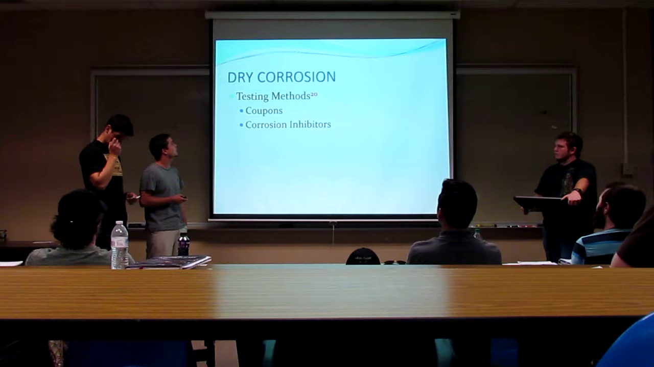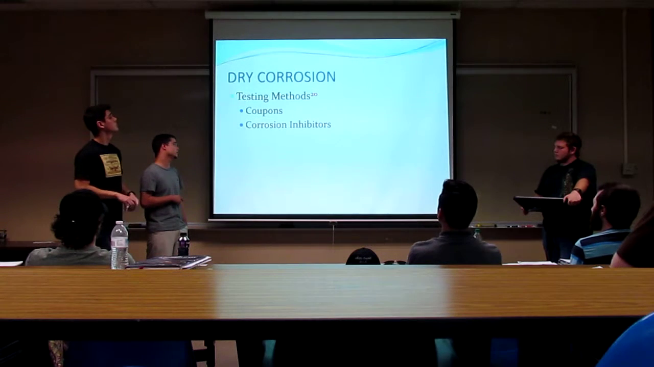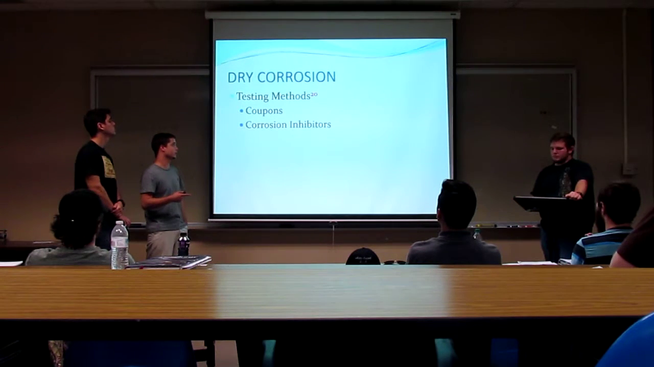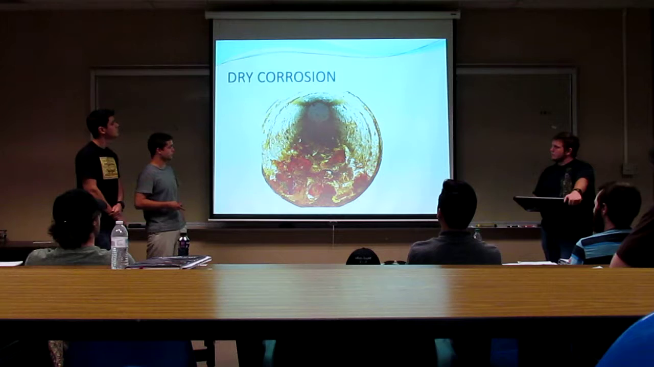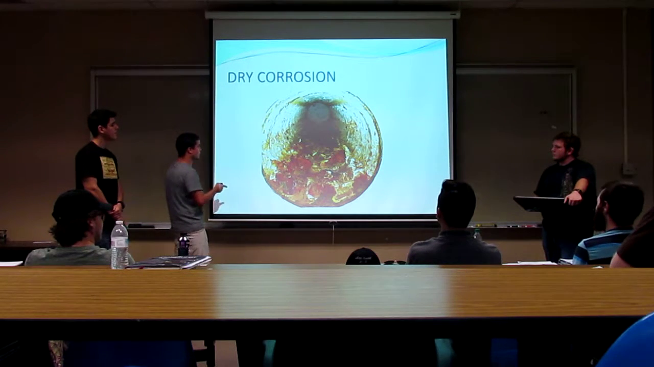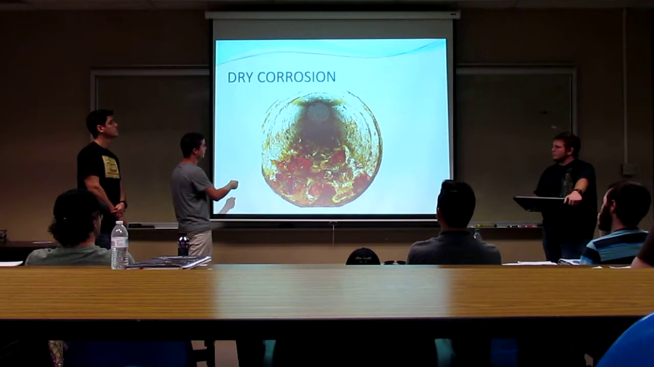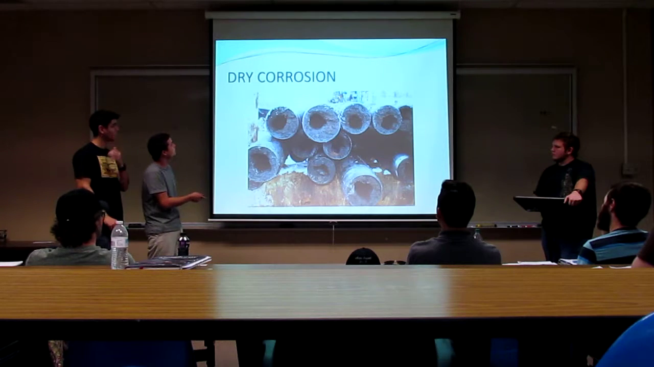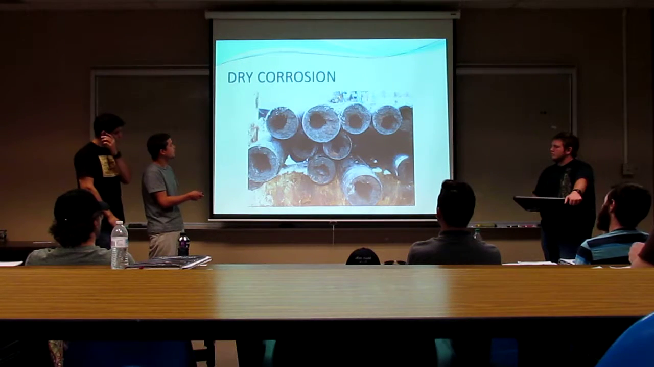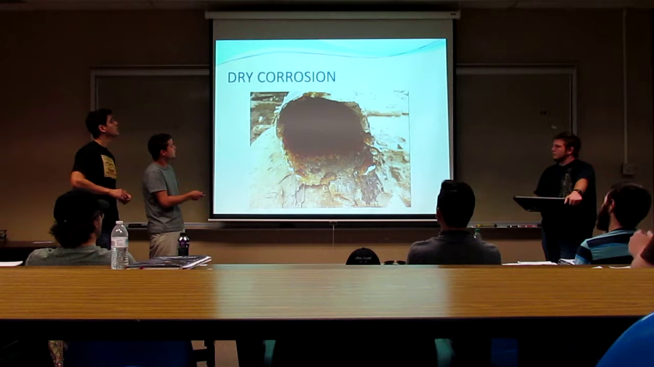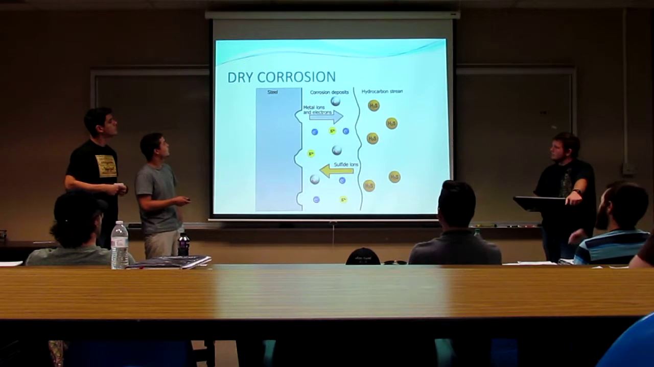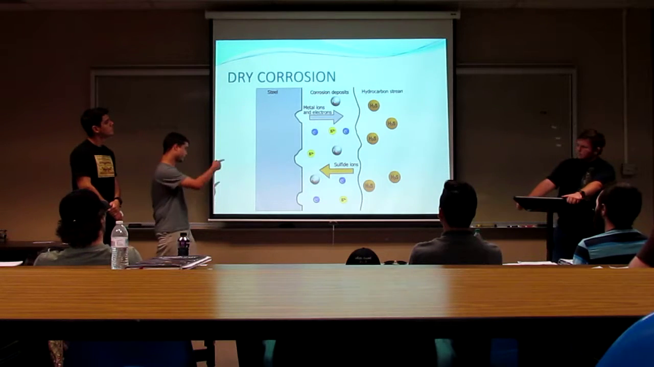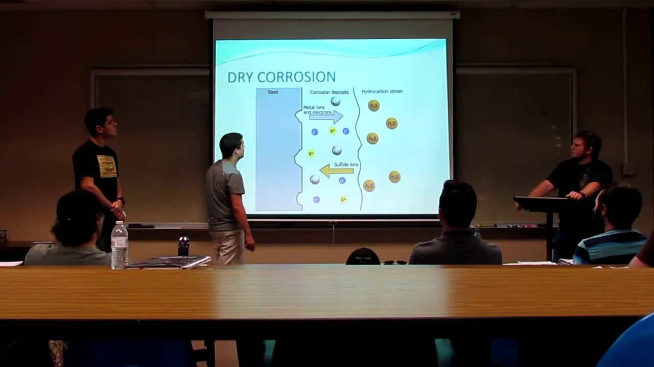Testing methods: coupons are used, and corrosion inhibitors are used just to keep control of the chemical content in the pipeline. And there's a picture. This is caused by carbon monoxide and oxygen. And that was caused by H2S. And here's another one with carbon monoxide. And here's a little corrosion mechanism right here.